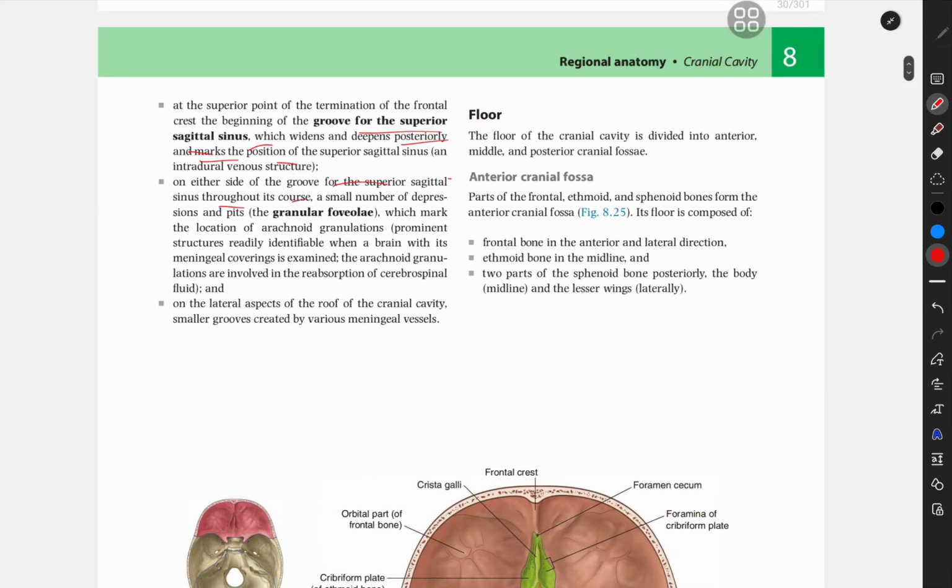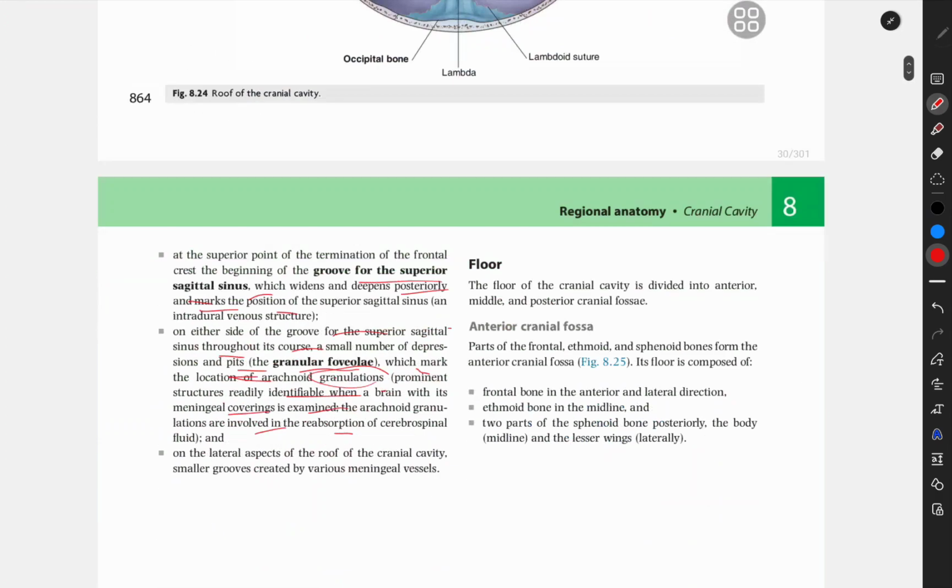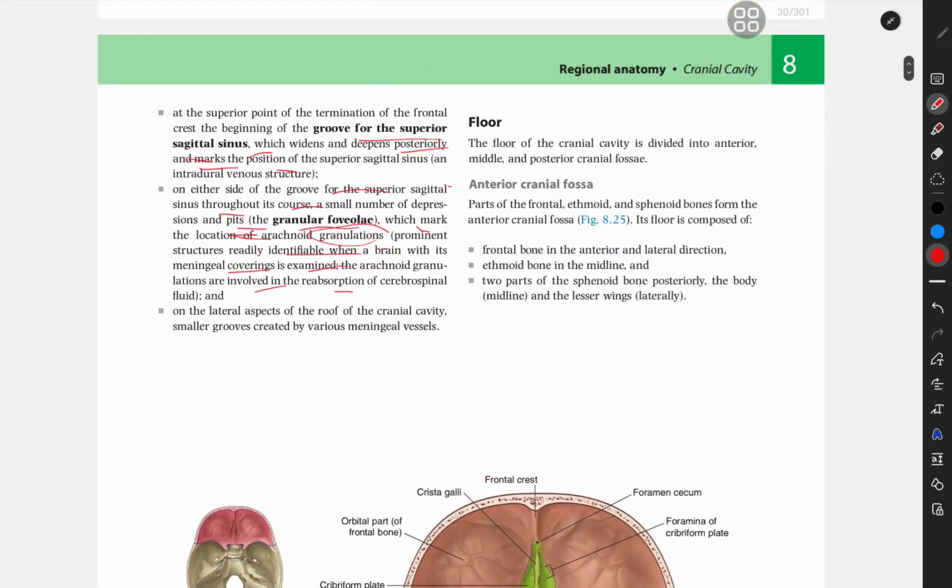On either side of the groove for the superior sagittal sinus is a small number of depressions, the granular foveolae, which mark the location of arachnoid granulations. We don't need to know this. Arachnoid granulations are involved in reabsorption of CSF. On the lateral aspect of the roof of the cranial cavity are smaller grooves created by various meningeal vessels.